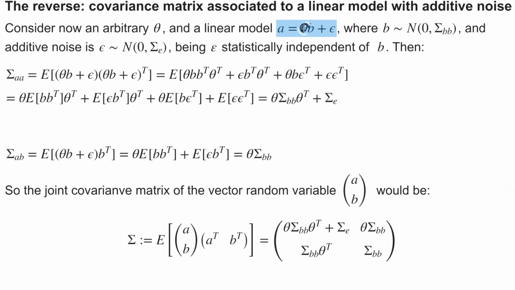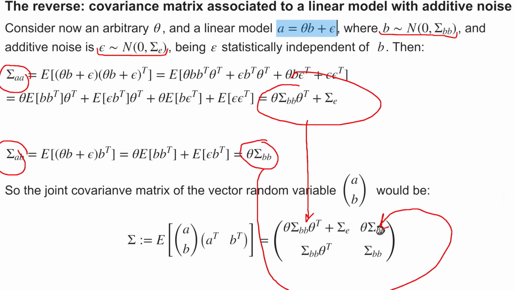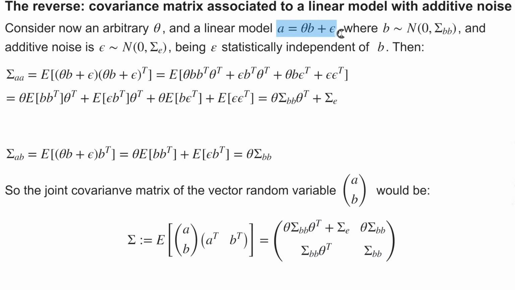If we do the reverse, if I have this model and I know the variance of the input B and the variance of the additive noise epsilon, then the variance of A can be shown to have this formula, and the covariance between A and B can be shown to have this one. So if I put the variance there, the covariance there, and of course the input variance in this diagonal term, then I get the associated covariance matrix given this linear model with additive noise.